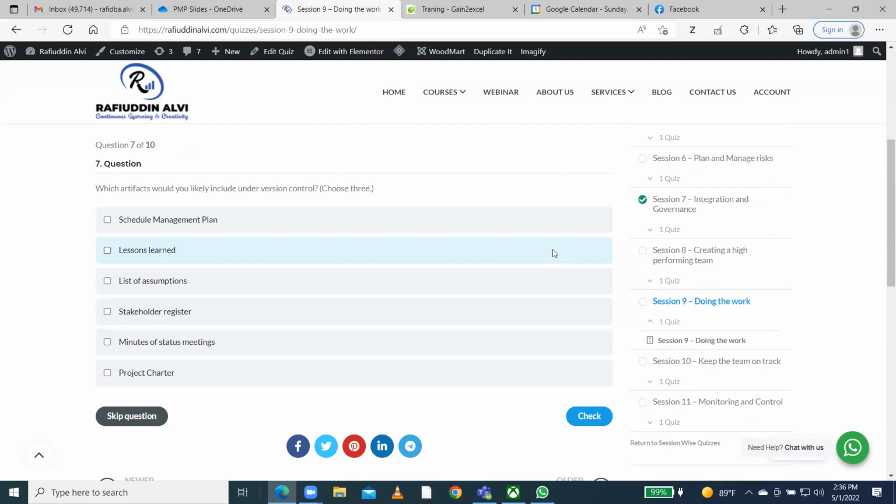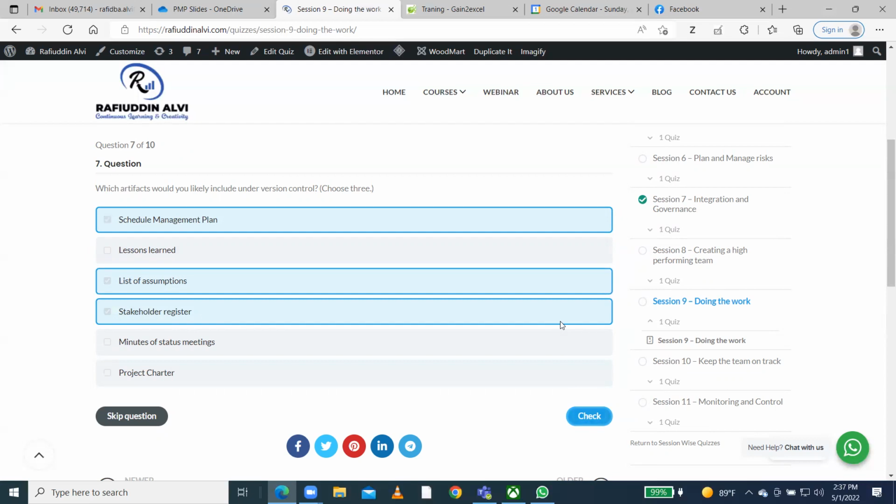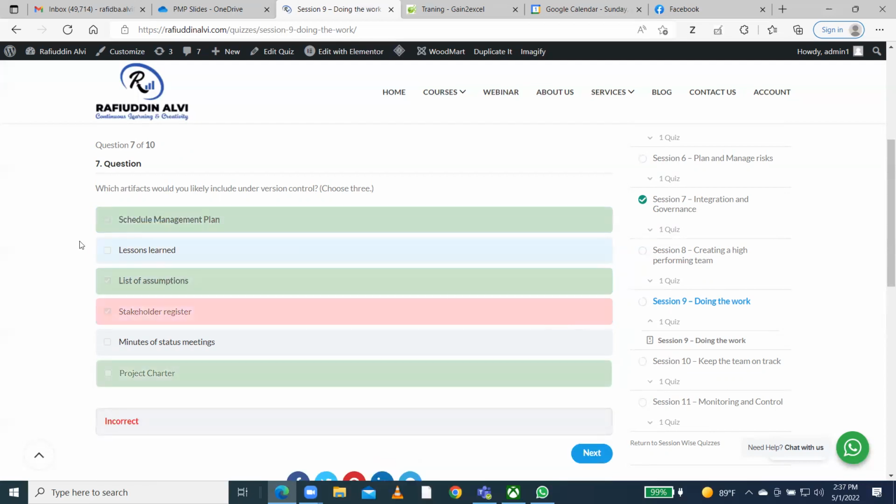Stakeholder register, schedule management plan, and lessons learned. List of assumptions. I think this is correct. Okay, let's see. This is correct. So stakeholder register is wrong. List of assumptions is right, but you also need the project charter.